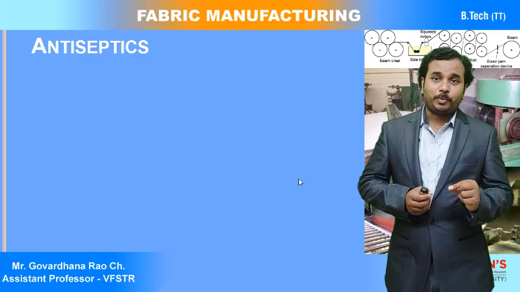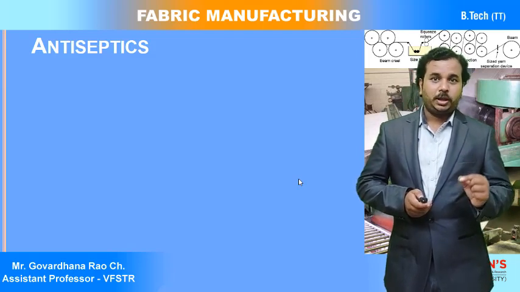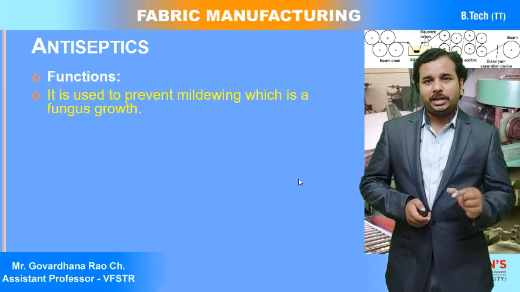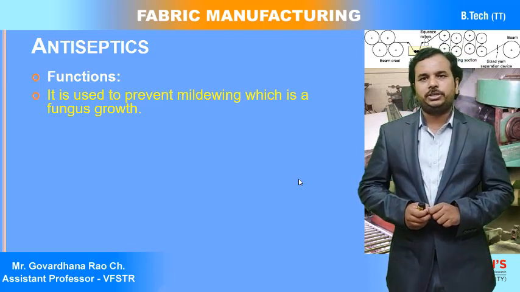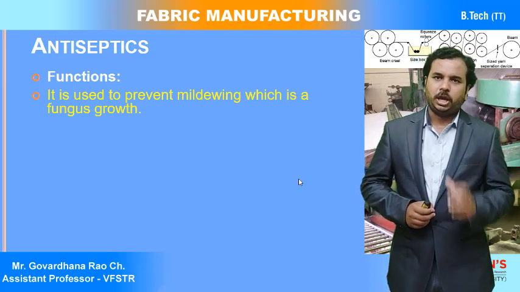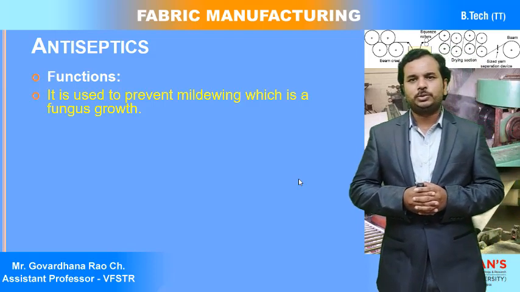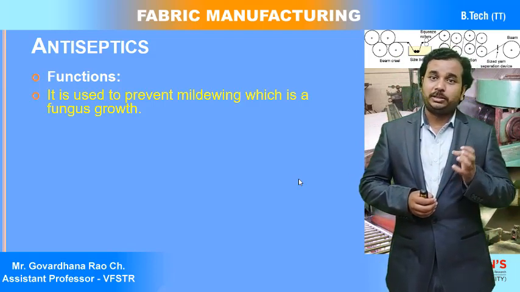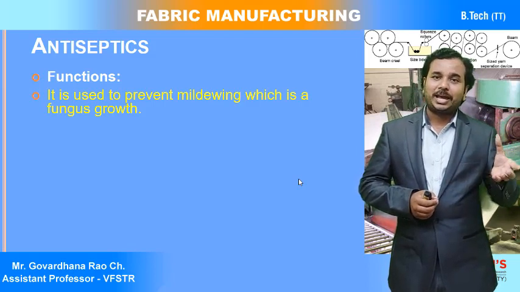Antiseptics are a very important and major ingredient in the size paste preparation, because the function of these antiseptics is to prevent mildew formation in the yarn. For example, how is mildew going to be affected? Because we are using adhesives, you can observe that the materials used as adhesives are starches, like maize, tapioca, potato. So these are natural products.